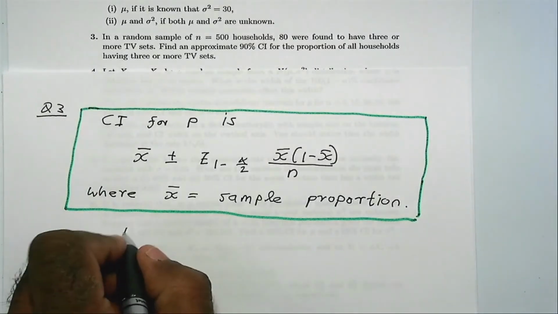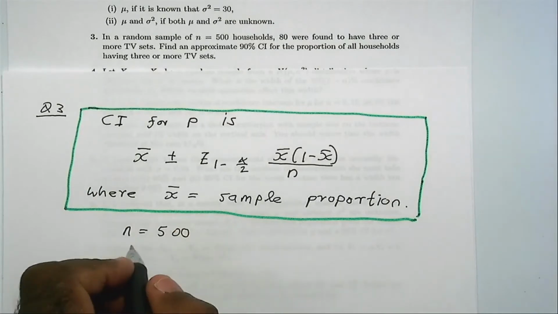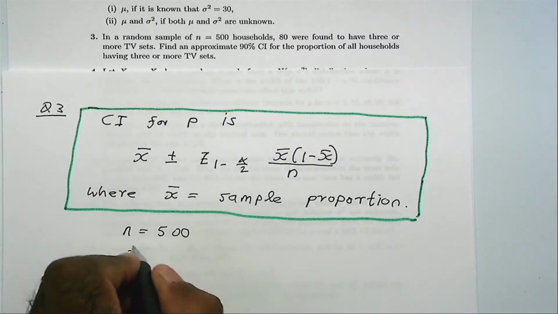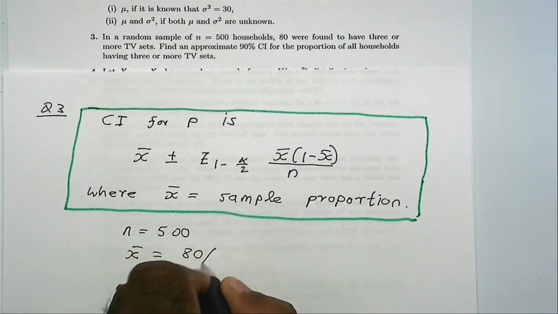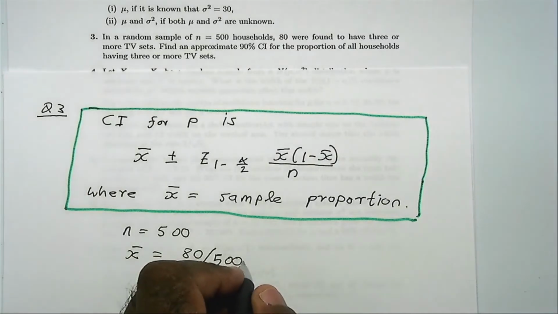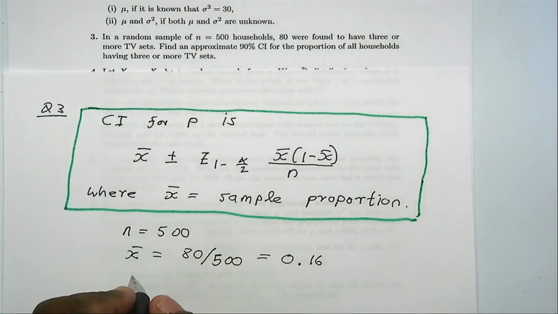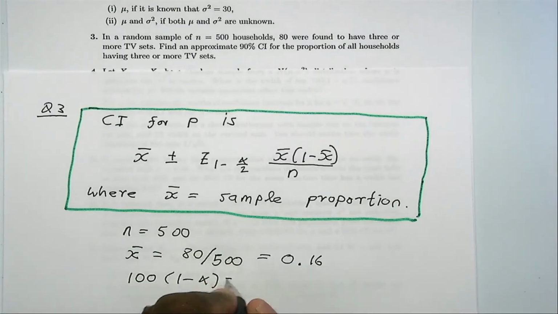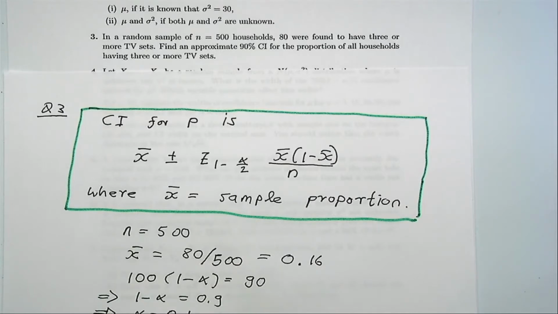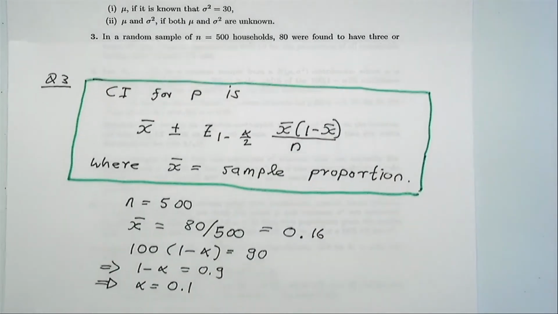We are told that N is 500, and out of that 80 have 3 or more TV sets. So your X bar, the sample proportion, is 80 divided by 500, which is 0.16. And your alpha, we want 90%. So 100 times 1 minus alpha is 90, so 1 minus alpha is 0.9, and your alpha will be 0.1.